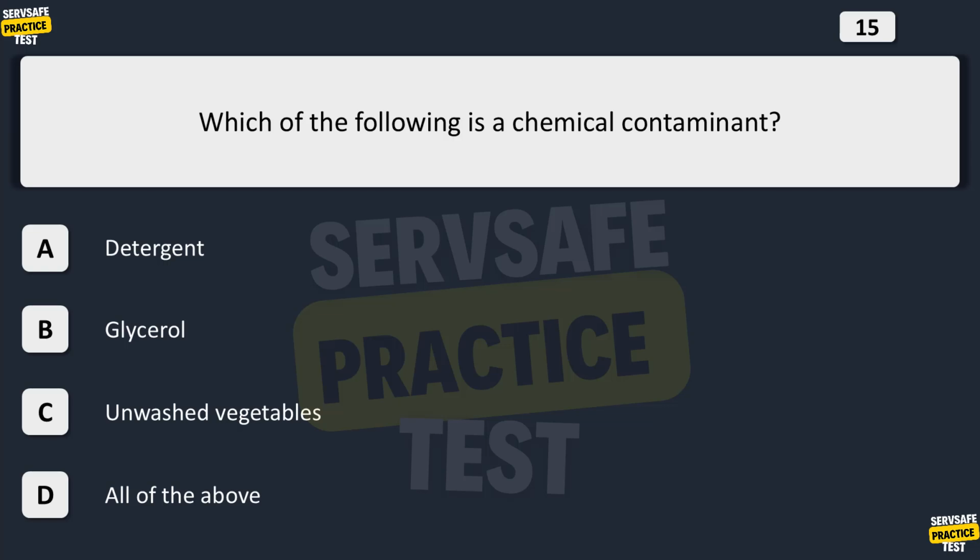Which of the following is a chemical contaminant? A. Detergent. B. Glycerol. C. Unwashed vegetables. D. All of the above.